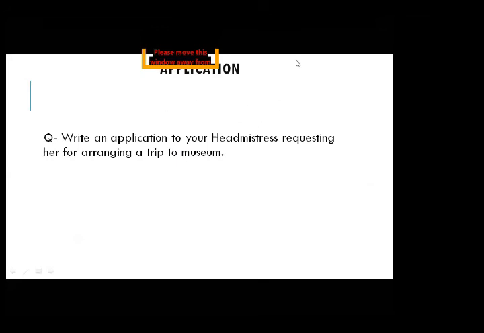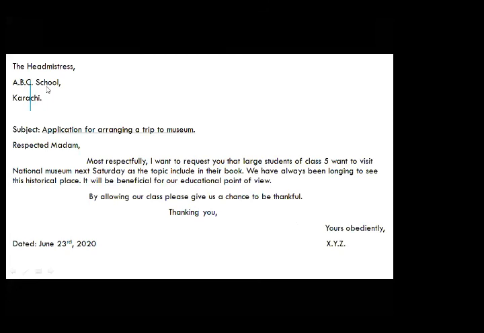This is an application. Write an application to your headmistress requesting her for arranging a trip to the museum. Write the heading of the application on a new page, and write the question with the blue pointer. And then on the next page, you will write this application. Kindly take the screenshot of the application and do it as it is, like I have shown you on the screen.